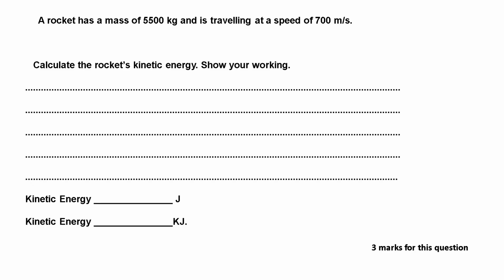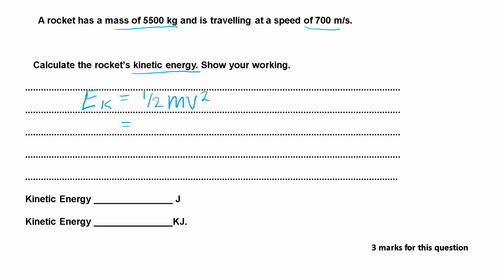Okay, so now let's consider some questions. The first question, we have a rocket which has a mass of 5,500 and a speed of 700 meters per second. And we're going to work out the kinetic energy. So first of all, let's write down our equation. So kinetic energy is a half mv squared.